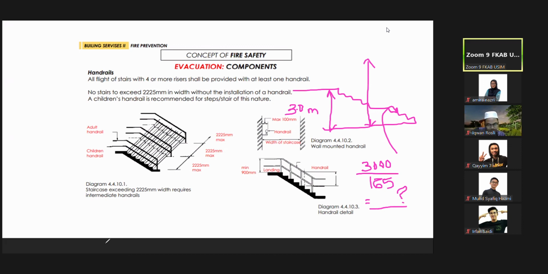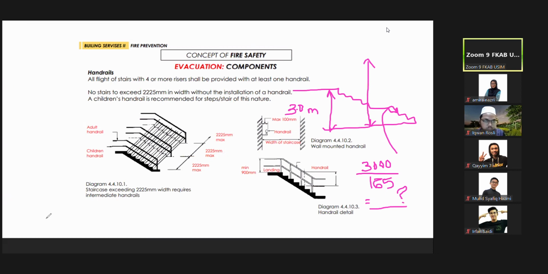Okay, can somebody answer me? I'm providing from floor height to floor height about 3 meters. And I'm taking 165 as the minimum tread and the minimum riser. So how many stairs? How many stairs to provide for this drawing? Ikhwan, how many? Correct. This is 18. So can we provide a direct flight of 18?